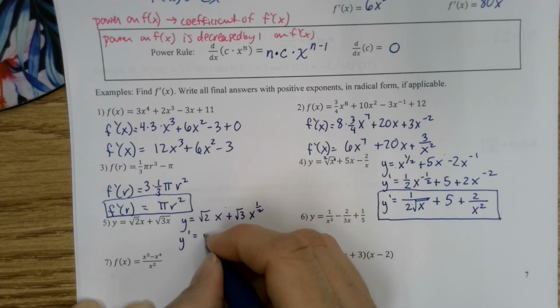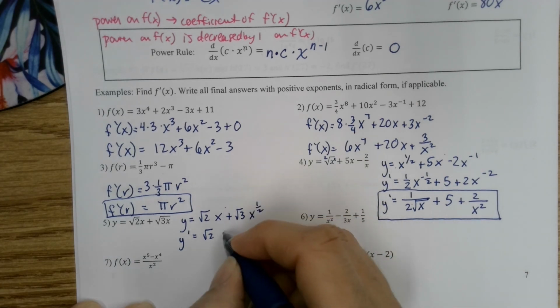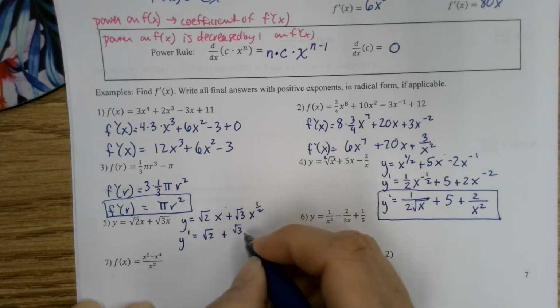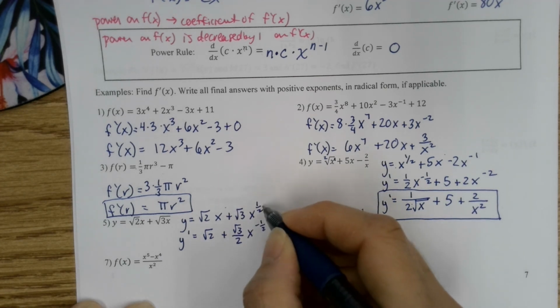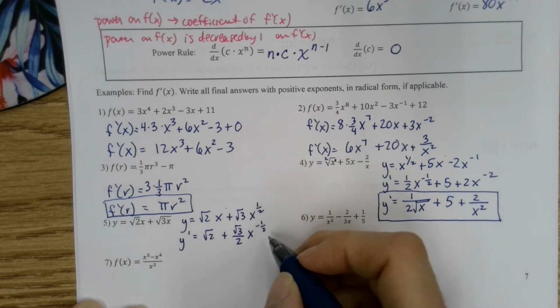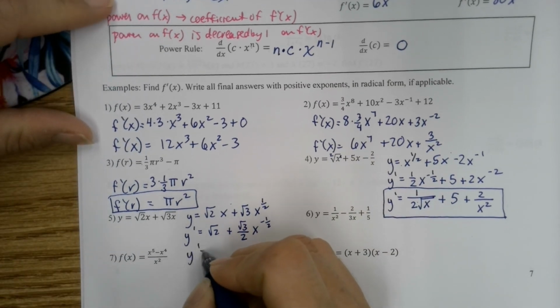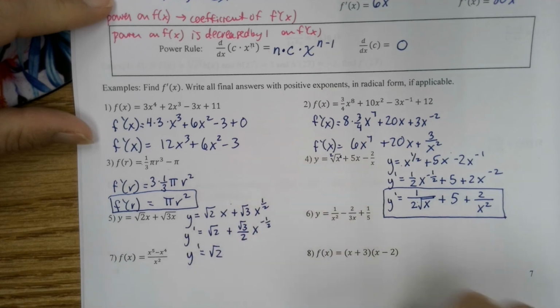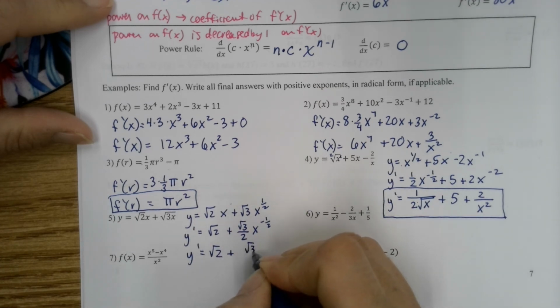1 times square root of 2 is square root of 2. Power drops down to a 0. 1/2 times square root of 3 is square root of 3 over 2. X to the negative 1/2 power. 1/2 minus 1 is negative 1/2. And now I'm just going to write one more step where I clean this up. So we have square root of 2 plus square root of 3 over 2.